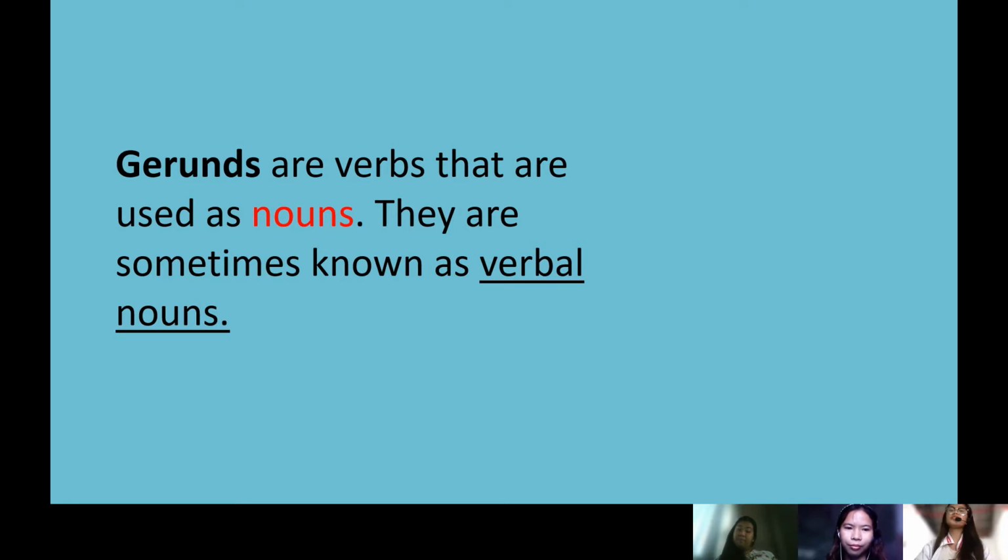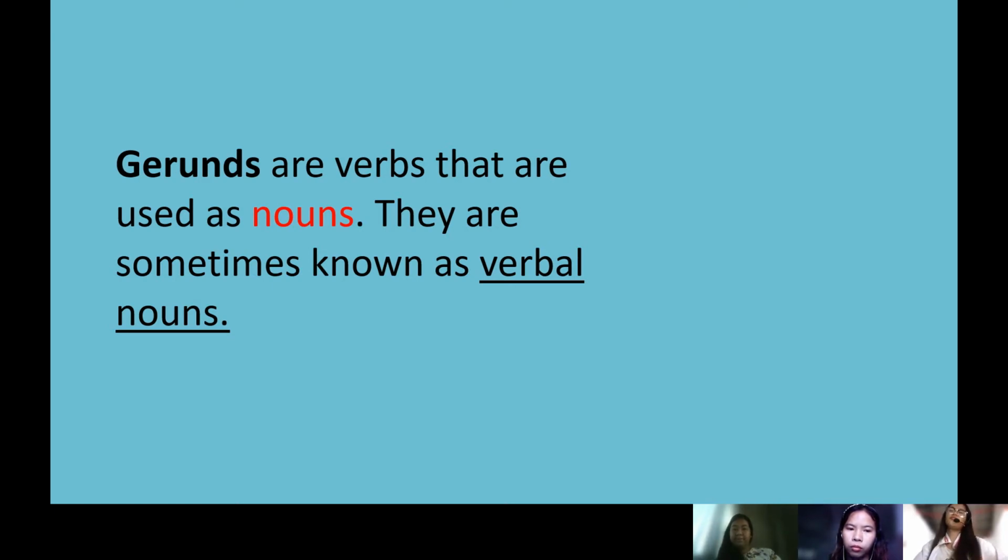So earlier, we said that present participles and gerunds are formed the same. Kasi nga, verb plus the suffix -ing. Earlier we talked about the present participle, but now we are going to talk about the gerund. So what is a gerund? Someone, can you please read the sentence? Lainey? Gerunds are verbs that are used as nouns. They are sometimes known as verbal nouns.